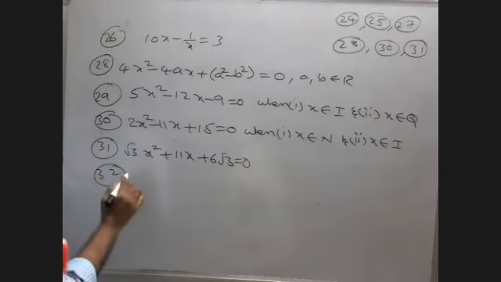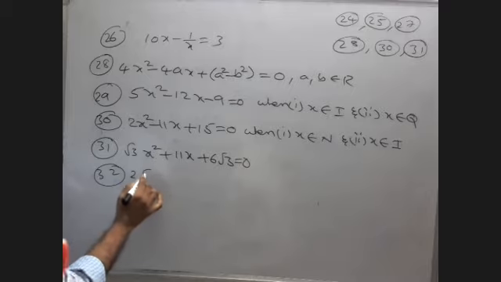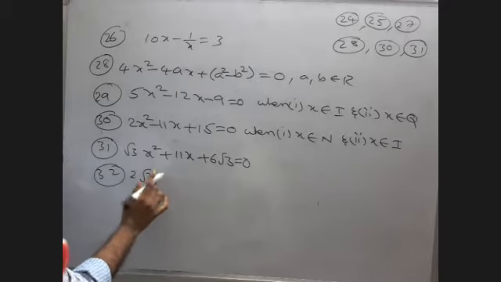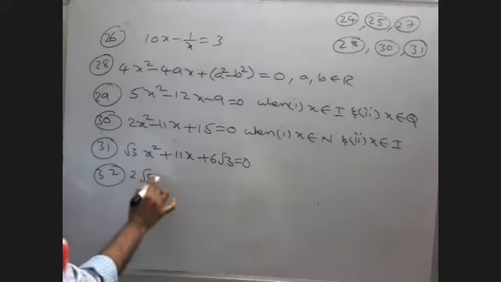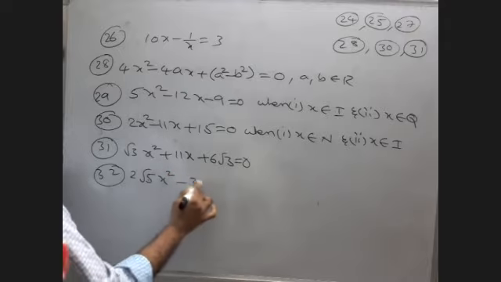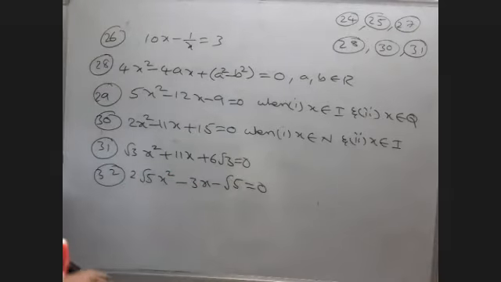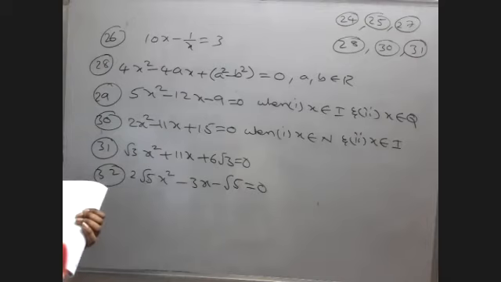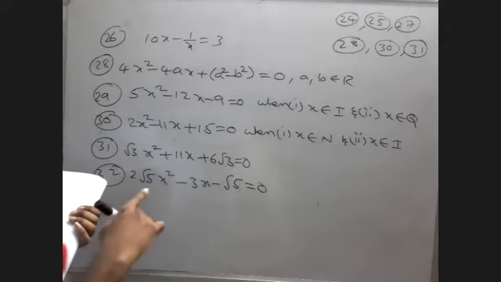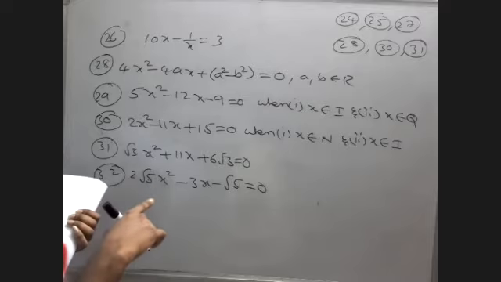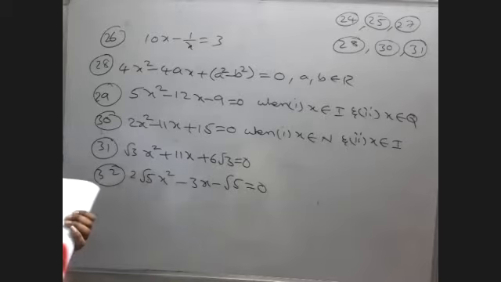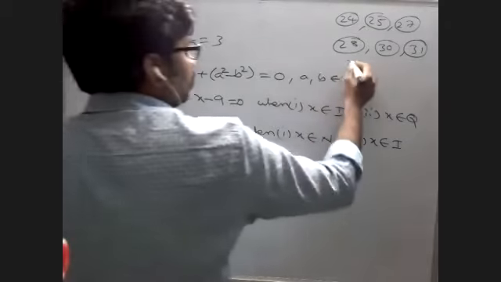32. I think this also I have to explain: 2 root 5 x square minus 3x minus root 5 equal to 0. Sir, explain, sir. Okay. This also classwork or homework? Classwork, sir. Yes. 32.